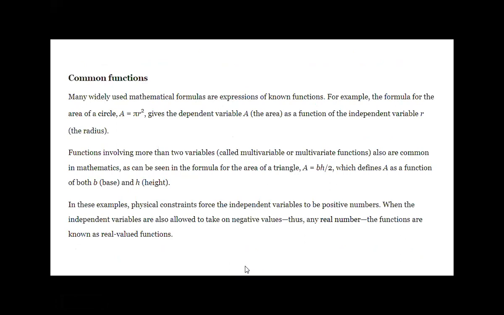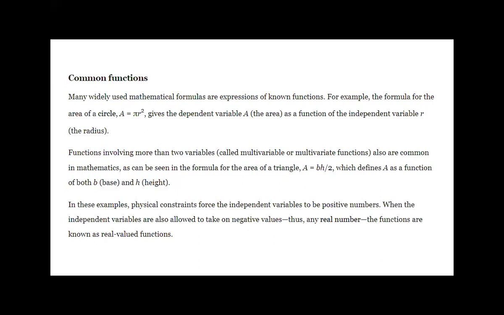Then some common functions we have also studied. A is equal to pi r square, which is the area of a circle. In this, the independent variable is r, where r means the radius. So it is a common function to study. A is equal to pi r square.